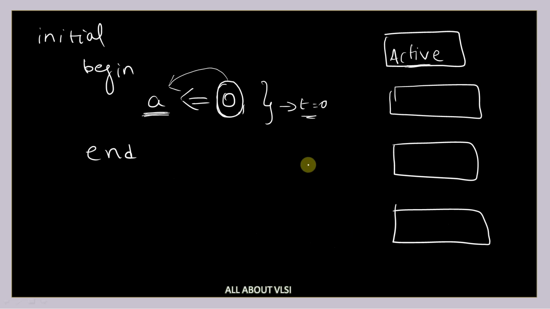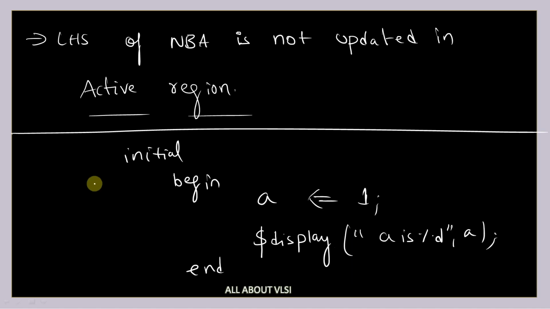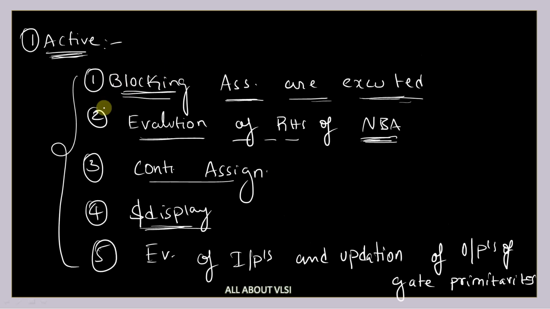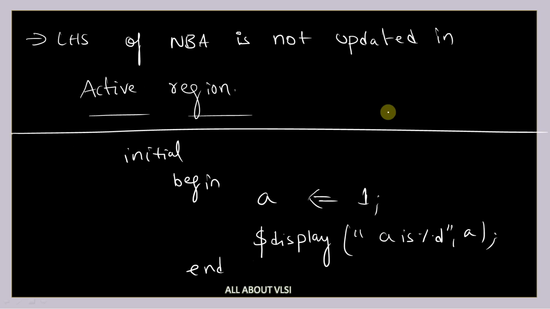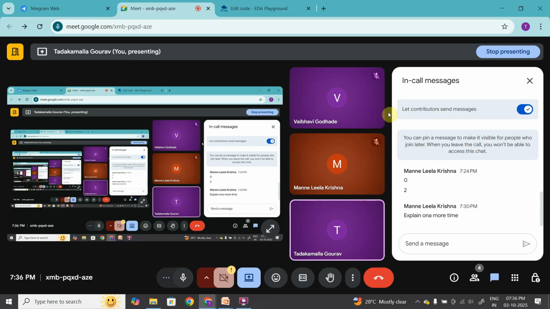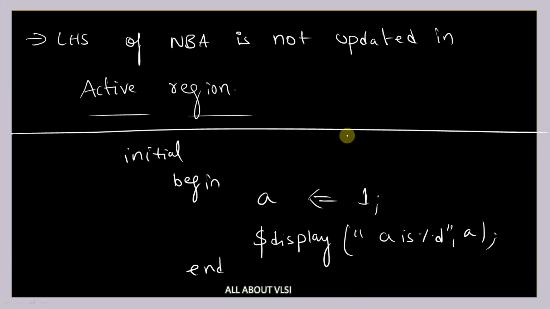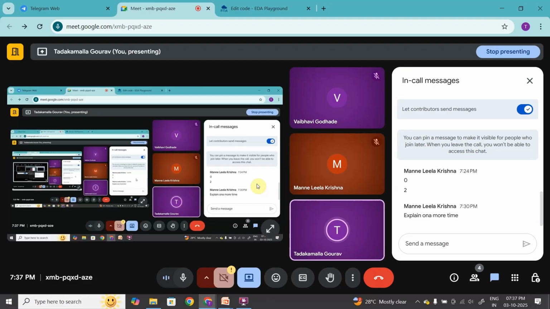Now from the explanation which I have given right now, can anyone tell me what is the value of A that will be displayed? You can see the event scheduler also. In the active region, we have the dollar display statement, and in the active region only evaluation of RHS of NBA happens, but not the updation. Now, from this explanation and analysis, can anyone tell me what is the value of A that will be printed? In the active region my dollar display statement will be executed, and in the active region only, my A value is not updated. Now, what will be the value of A that will be printed?